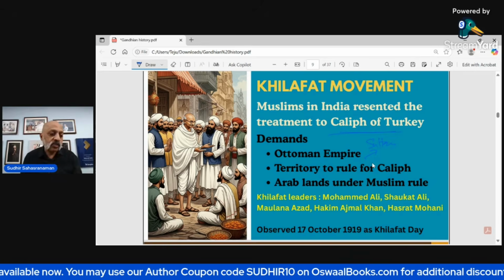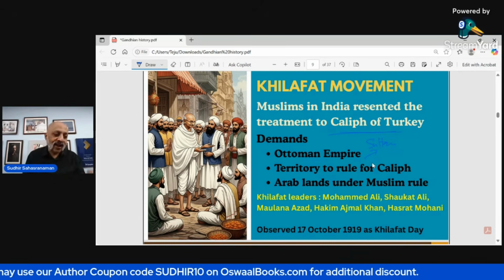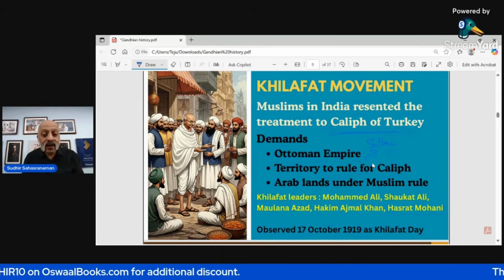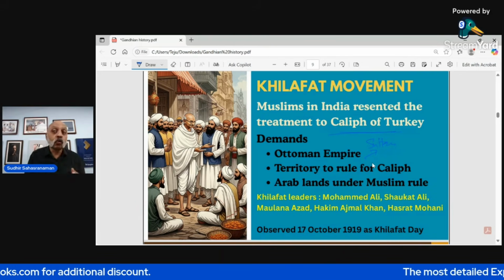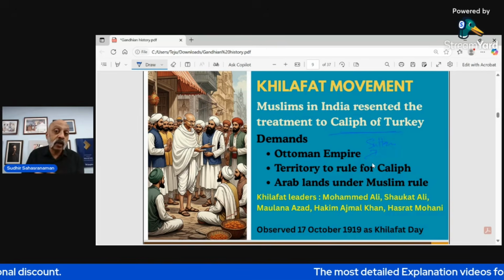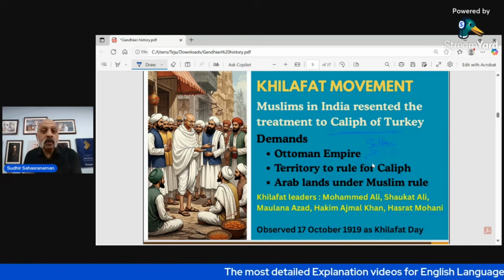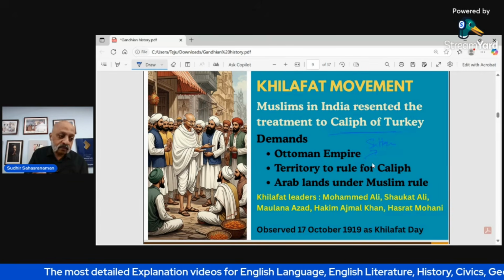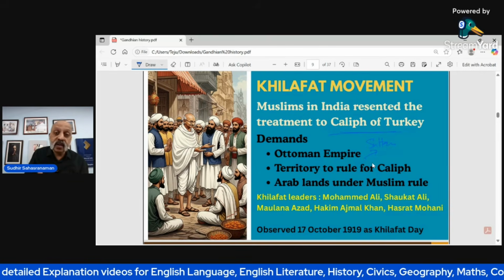The second one was that the Caliph of Turkey should have sufficient territory to rule over. And then the Arab lands should be under Muslim rule. It should not be under the rule of any of the European imperial powers. So, Arab lands included what? Palestine, Iraq, Syria, and Arabia.